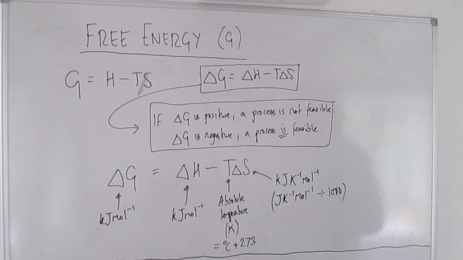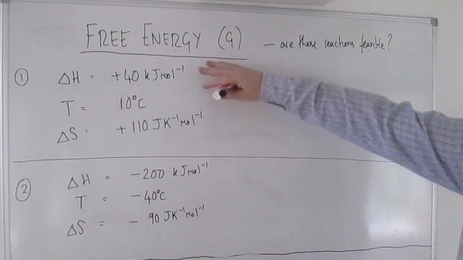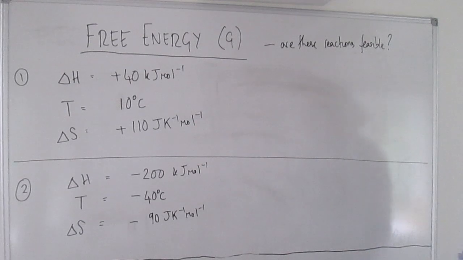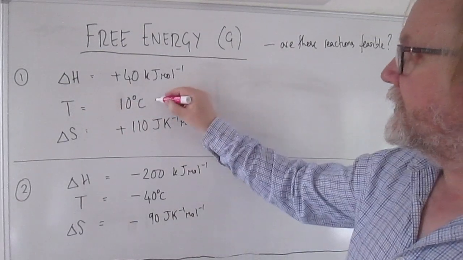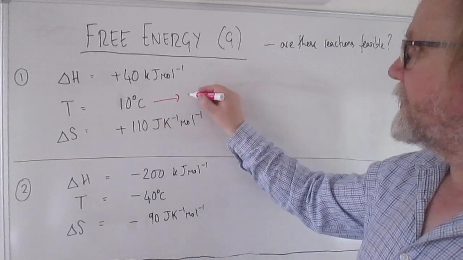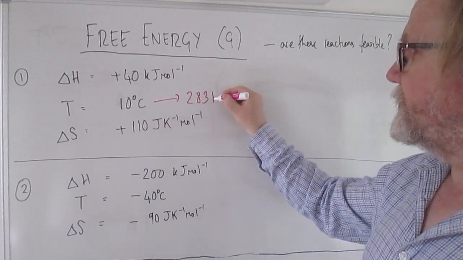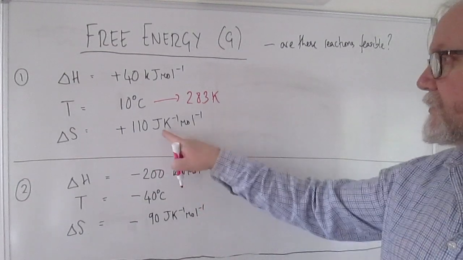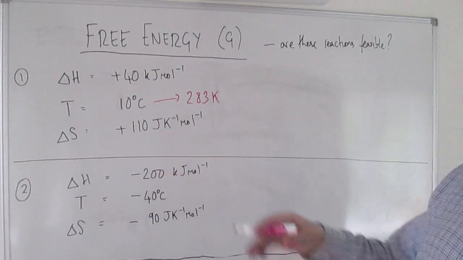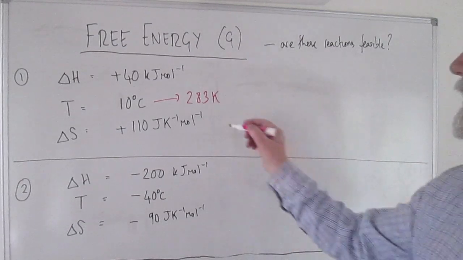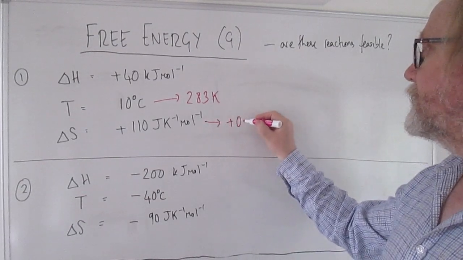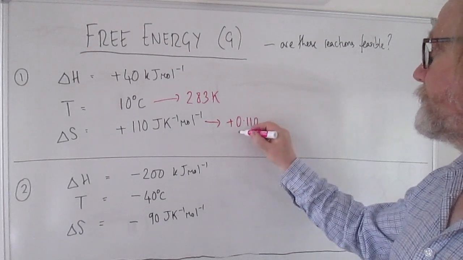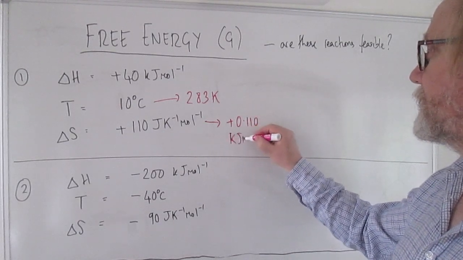Okay, so let's just look at a couple of examples of using that equation. So first we've got this one, we've got delta H, temperature, and delta S. So the first thing, as we said, is we've got to get the units right. So delta H is fine, but T has got to be in Kelvin. So we add 273, which turns that into 283 Kelvin. And delta S has got to be in kilojoules per Kelvin per mole. To go from joules to kilojoules, you divide by 1000. So that goes to plus 0.110 kilojoules per Kelvin per mole.